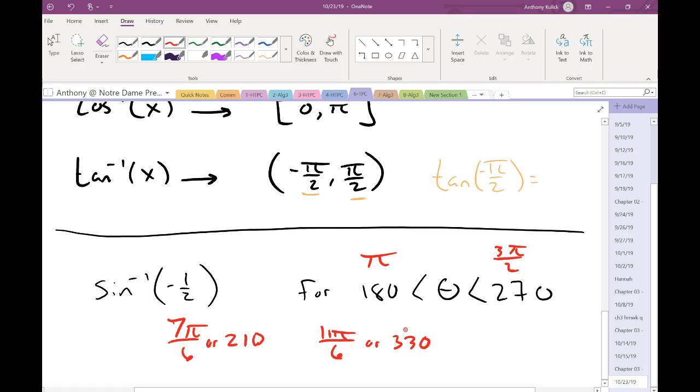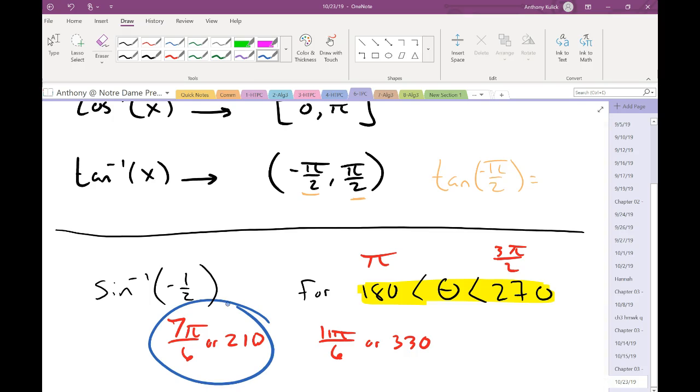Everybody's okay with how I pulled those from the unit circle? Now I need to check to see which one of those answers meets this criteria. Which one of them falls in that given criteria? 7 pi over 6 or 210, depending on whether you're looking at it as a degree or a radian question. Everybody okay with that?